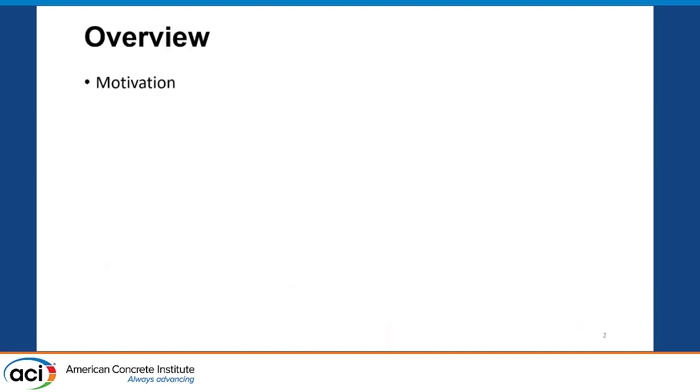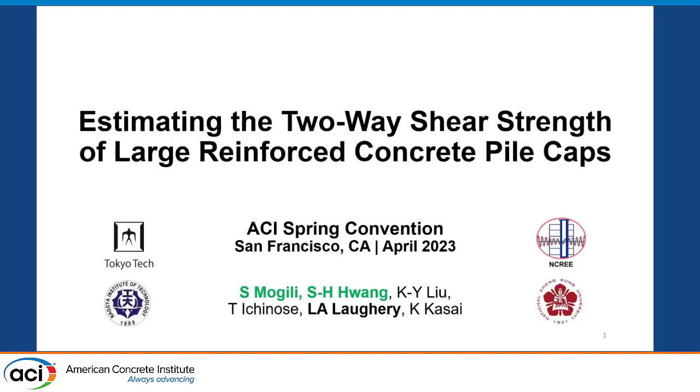Quick overview. I'm going to start again with the motivation behind the tests, talk about the methodology here. Well, I should introduce what we're doing first. That's right. So here I'm going to be talking about how we are estimating the two-way shear strength of these large reinforced pile caps. So I'm going to show the ACI approach, I'm going to show the JSEE approach, and then I'm going to show something called the soft and strut and tie approach, which had very, very good results.